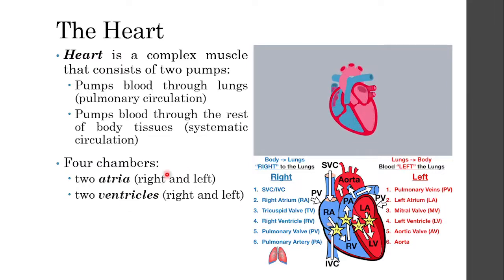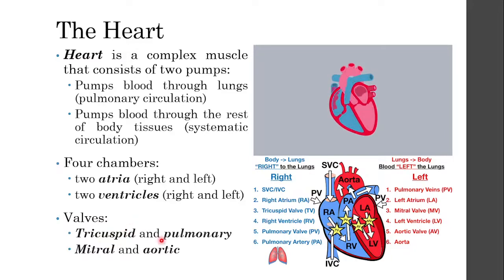So there are four chambers. We have the right atrium and the left atrium, and then we have the right ventricle and the left ventricle. And then there are some valves, or basically the openings, that we'll discuss later on what their uses are. We have the tricuspid valve and the pulmonary valve, and also the mitral valve and the aortic valve. Sometimes you might hear me mention the AV valve. AV valve is basically the atrioventricular valve, which includes the tricuspid and mitral valves.